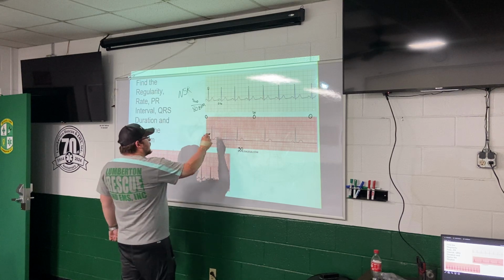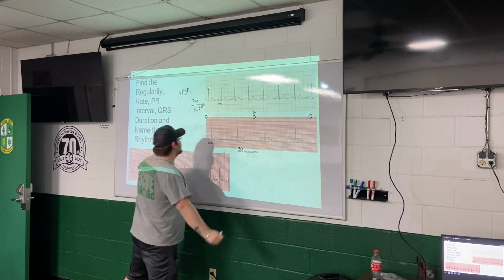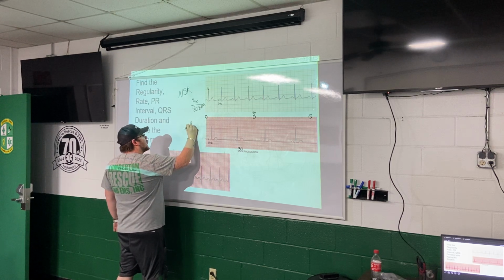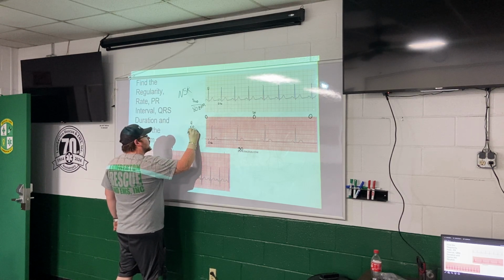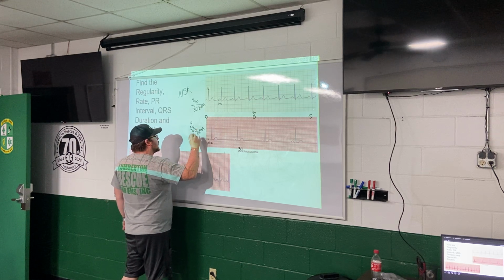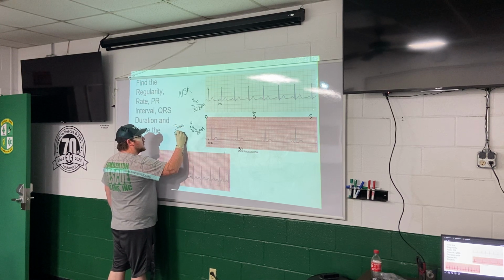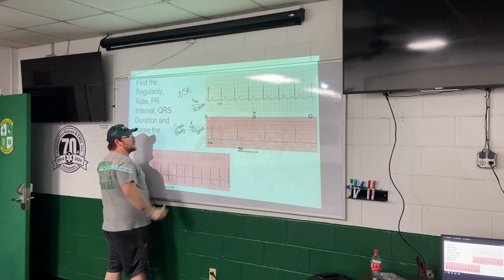Count our R waves. We got 1, 2, 3, 4. 4 times 10 is 40 beats per minute, which means this is going to be sinus Brady, because the heart rate's going to be slower than 60.